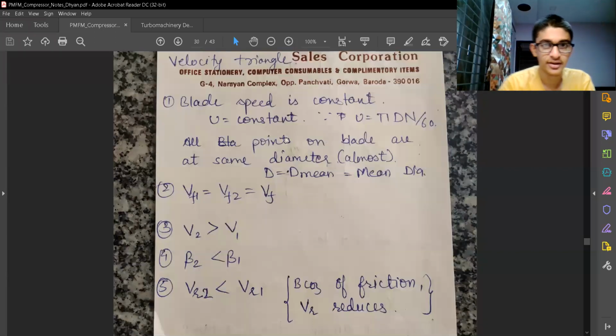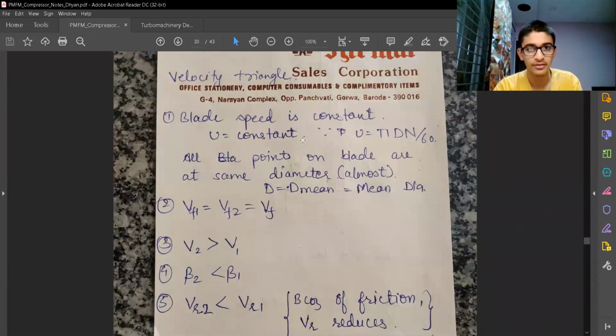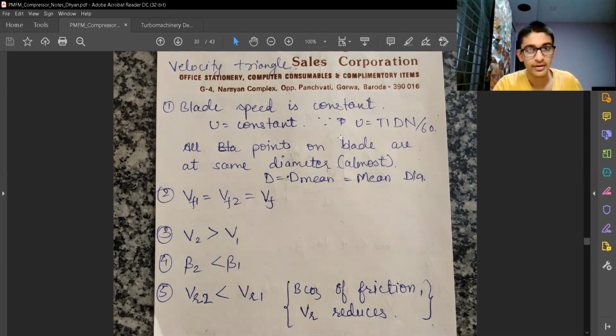Now let's see the details of the velocity triangle. So we now have the concepts related to how the velocity and pressure are changing, which I explained in the earlier video. So now we have more detailed velocity triangles. The first important thing is that the blade speed is constant. I have explained why it is constant in the earlier video.